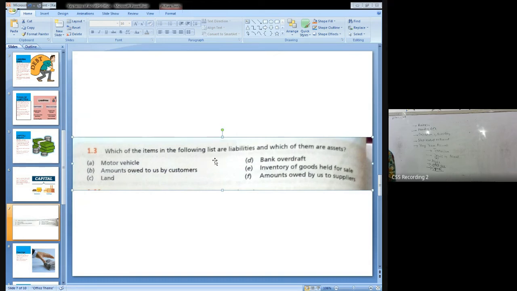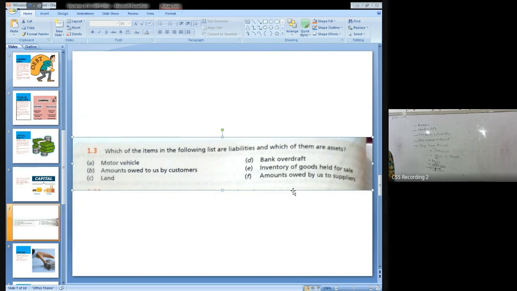D, bank overdraft. In liabilities, I have given you examples of bank overdraft. Bank overdraft is a short-term loan which we take from the bank. So this is also a liability. Number E, inventory of goods held for sale. What is meant by inventory? Inventory is also called stock. The unsold items which are lying in our business ready for sale are called inventory or stock, as these are lying in our business for selling purposes and are property in our business, so these would be regarded as assets.